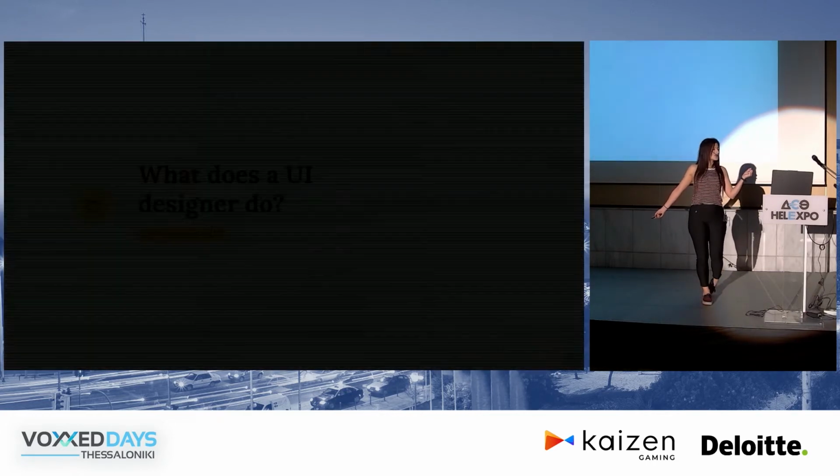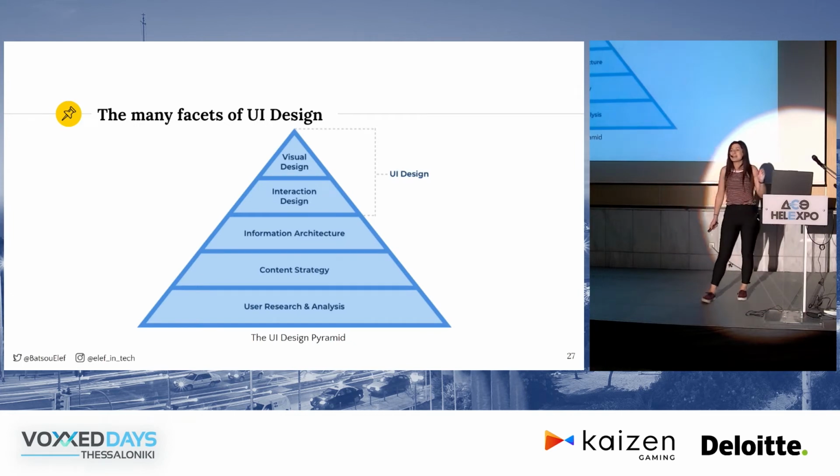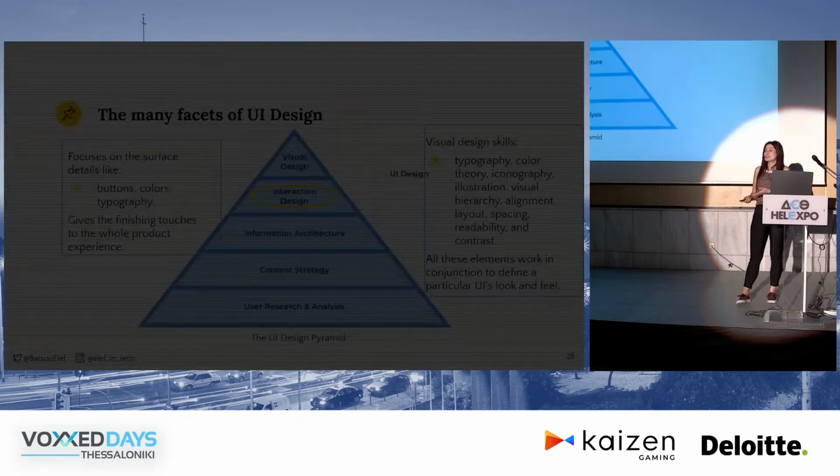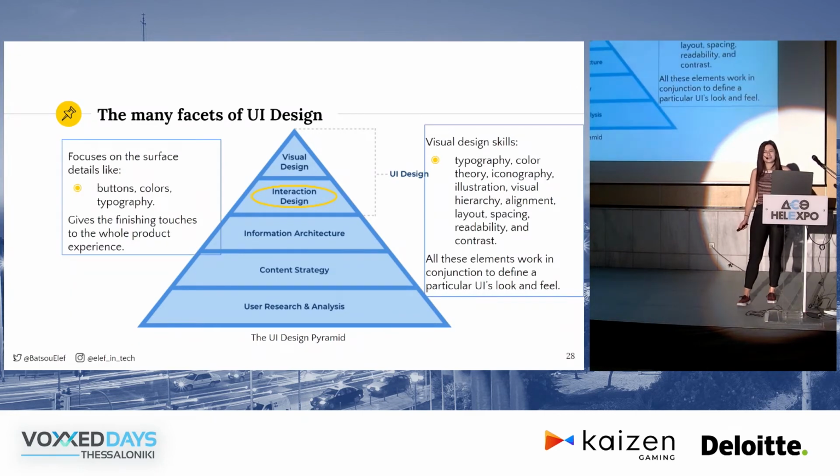So let's go to our pyramid as well. And this time we will focus on the top two layers, the interaction design and the visual design. So yes, interaction design does have those things that I mentioned, like colors, typography, iconography, but it's not only that. I have on the right column the visual design skills. These are the things that a designer should have, and some of those are typography, color theory, iconography, illustration, visual hierarchy, alignment, layout, and a lot more.